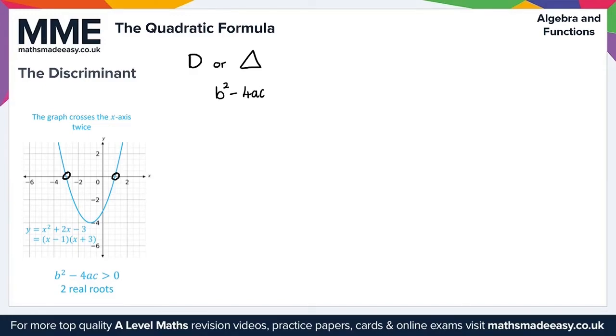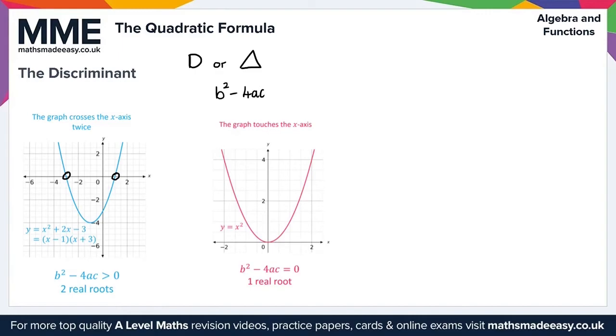So what about when b squared minus 4ac is equal to 0? What happens here? Well, in that case, we just say the graph touches the x-axis, and we say we have one real root or one equal/repeated root. Like we can see here, it just touches the x-axis at this point. So that's when b squared minus 4ac is equal to 0.